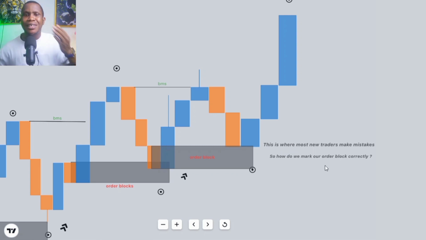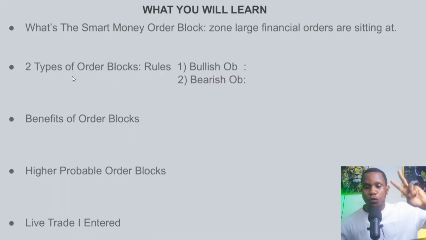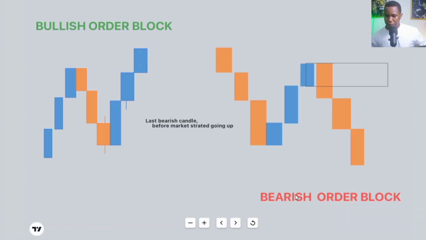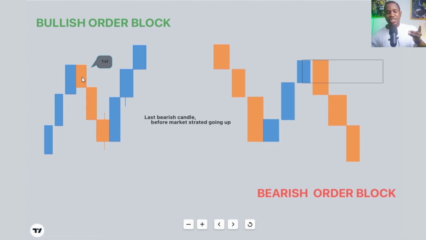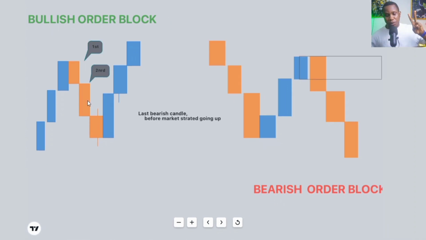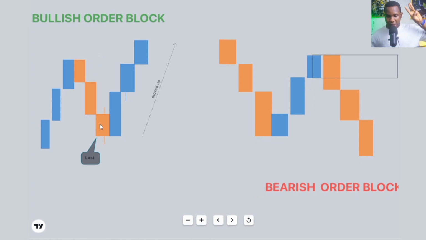How do you map out an order block correctly? We have 2 types of order block, a bullish order block and a bearish order block. This is a bullish order block, this is a bearish order block. A bullish order block is the last bearish candle before the market started going to the upside. This is the first bearish candle, this is the second bearish candle, and this is the last bearish candle before price action moved to the upside.